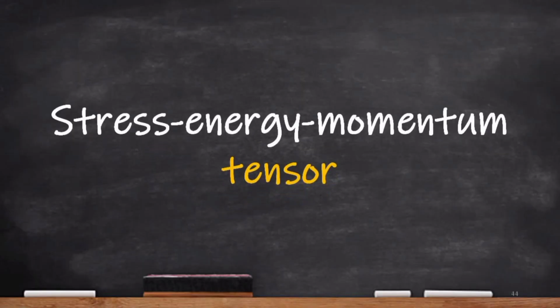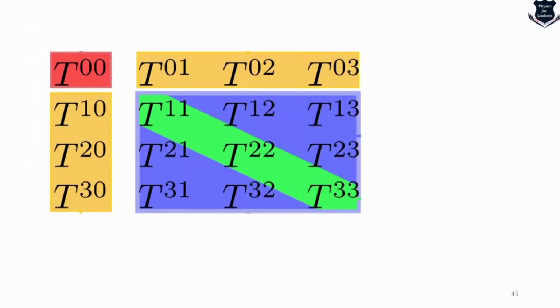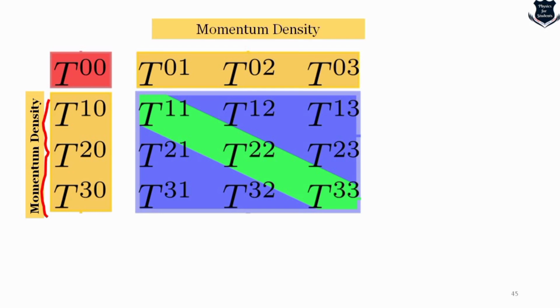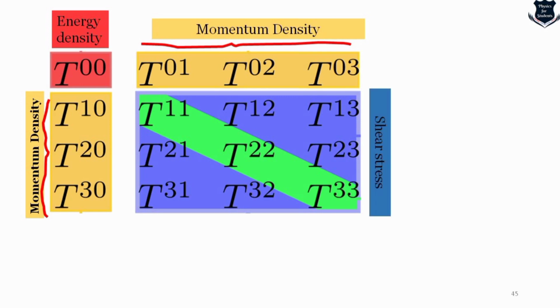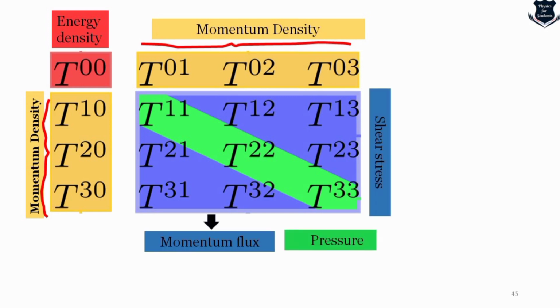Okay, so next we come to what is called the stress-energy-momentum tensor. This is important because it causes the curvature. So this is the tensor. This one shows the momentum density. Don't worry, we will soon learn the meaning. This part is also the momentum density. This is the energy density. This is the shear stress. This part is the pressure, and this is the momentum flux.